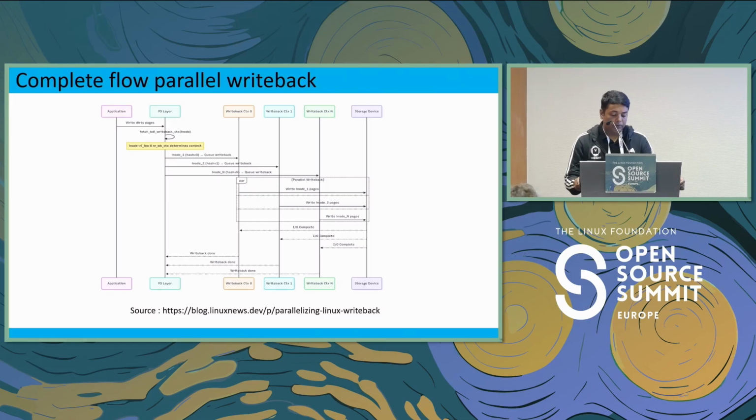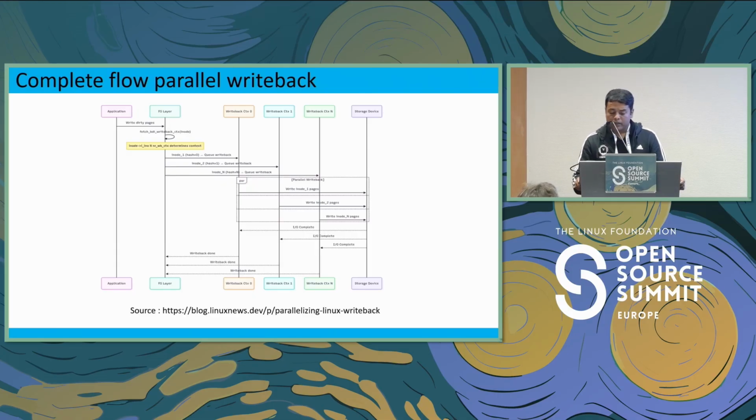So this is the complete flow of the parallel writeback: the application submitting the dirty pages. And in the file system layer, we select for a particular inode which writeback has to be scheduled. As of now, it is just based on the inode number. We do a modulo with the number of writeback contexts, and we get the particular writeback context to which we have to schedule the inode.